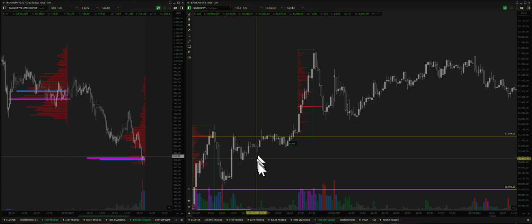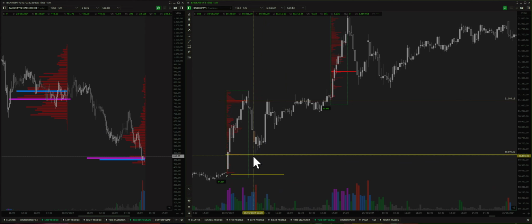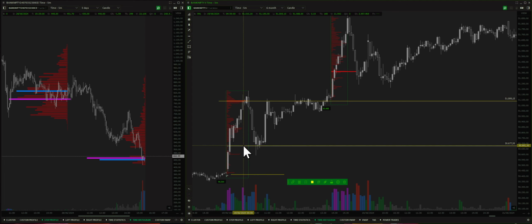What I like to use is footprint and volumes, so take my entries accordingly. If you ask me where I would have taken my entry, it would not have been here. I just wanted to point out that it would have been somewhere here, okay, for the 500 point move up.